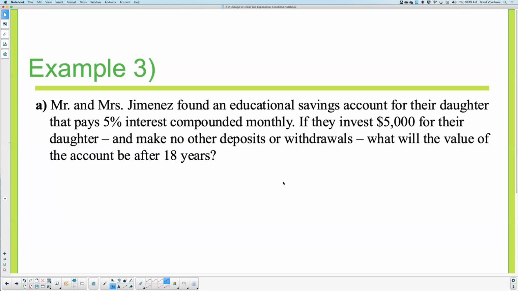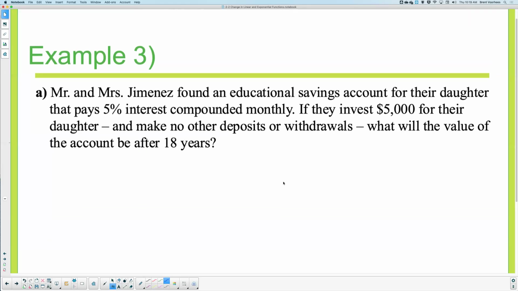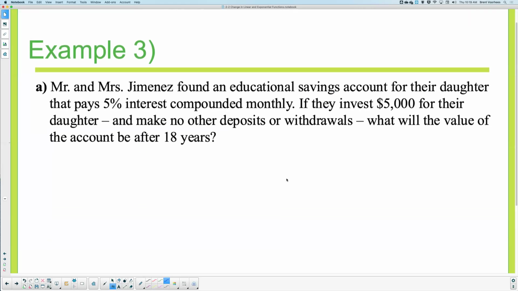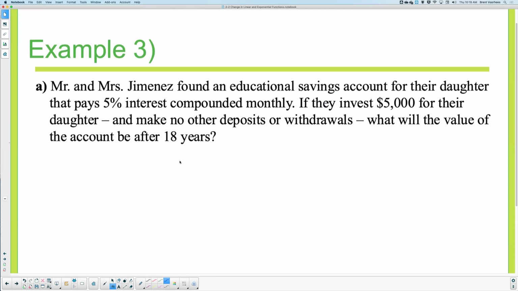So let's start here with this first example. Mr. and Mrs. Jimenez found an educational savings account for their daughter that pays 5% interest compounded monthly. If they invest $5,000 for their daughter and make no other deposits or withdrawals, what will the value of the account be after 18 years?